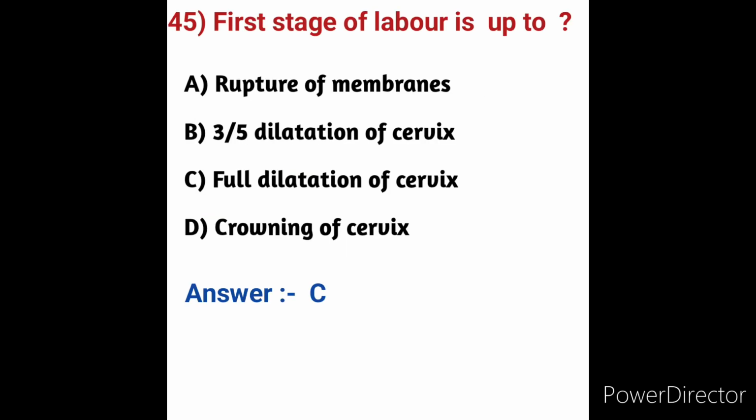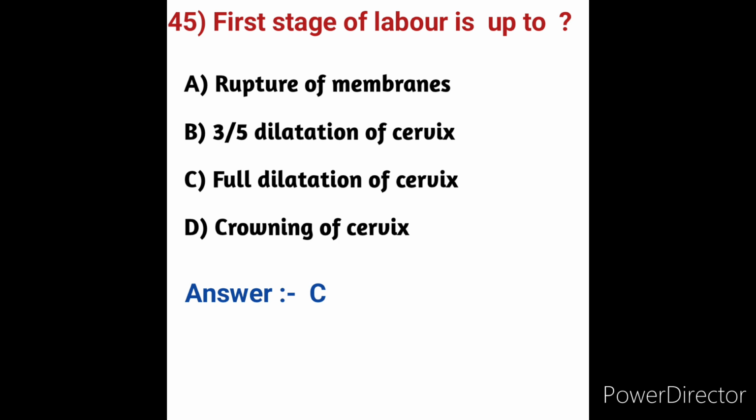First stage of labor is up to. Options: option A, rupture of membranes. Option B, 3/5 dilatation of cervix. Option C, full dilatation of cervix. And option D, crowning of cervix. Here the first stage of labor, full dilatation of the cervix, is the correct answer, option C.